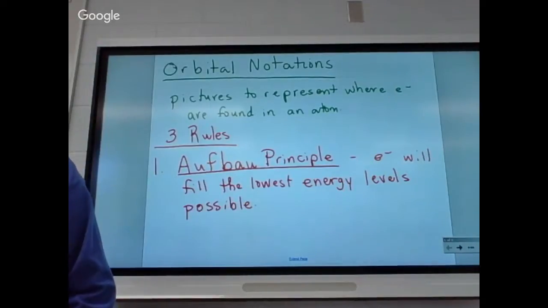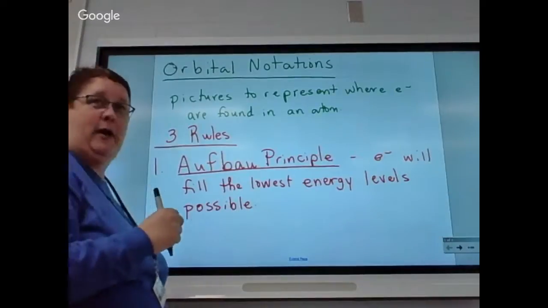If there are any rooms available on the first floor, according to Aufbau, you can't have a room on the second floor. If there are any rooms on the second floor empty, you can't have a room where? On the third floor. You got to fill all the rooms on the first floor, then all the rooms on the second floor before you can go to the third floor. That's what Aufbau is saying.